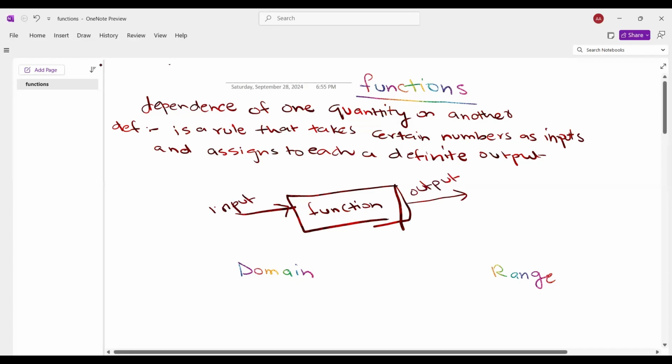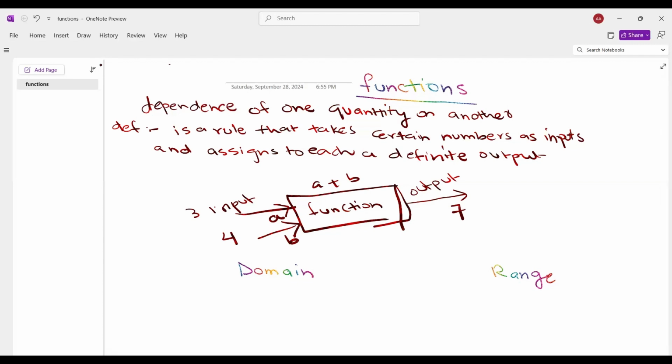So for example, let's think of a function as an addition function. So it takes two inputs, right? So it takes 3 as a first input and it takes 4 as a second input, and then inside the function the addition happens, so it adds a plus b. This is your a input, this is your b input, and it returns you 7, which is the answer of a plus b. So whatever input you give, it gives you a definite, particular output for those inputs.